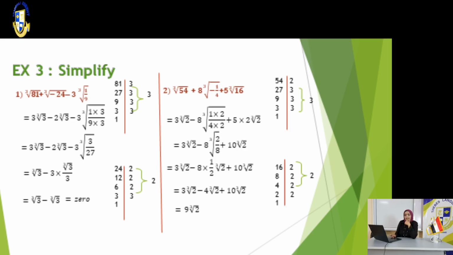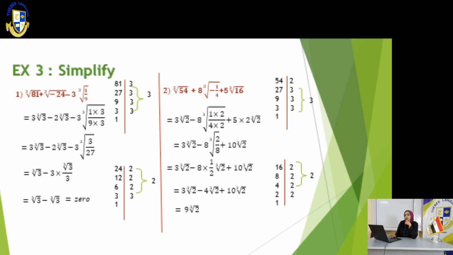What about negative 24? We will do the same. 24 divided by 2 equals 12, divided by 2 equals 6, divided by 2 equals 3, divided by 3 equals 1. So we have 2 repeated 3 times. We will take only 1. It will be outside the cubic root and keep 3 inside the cubic root.